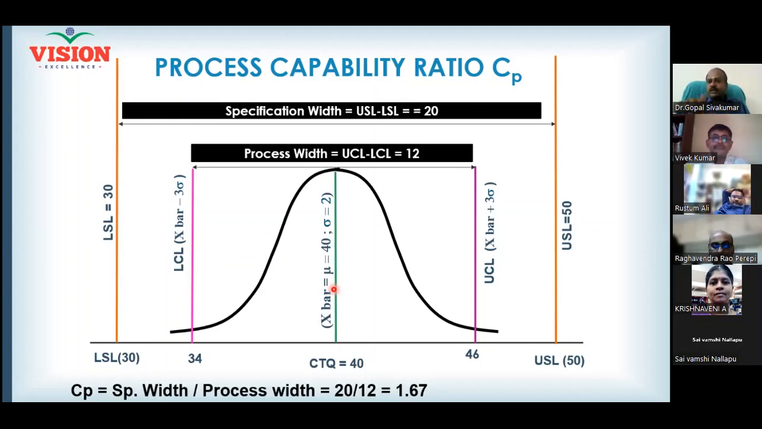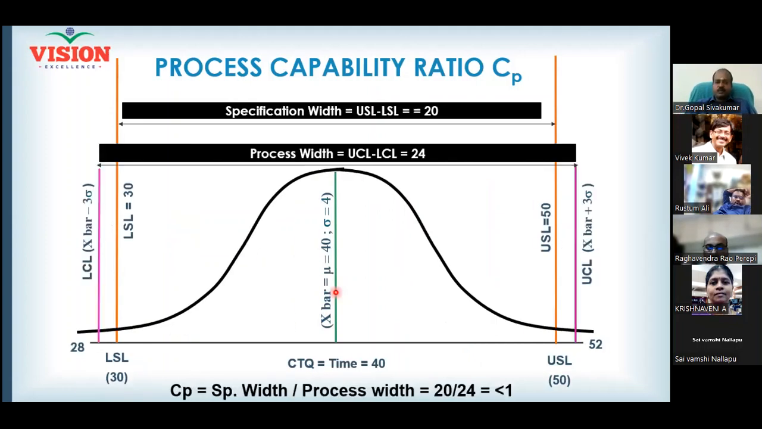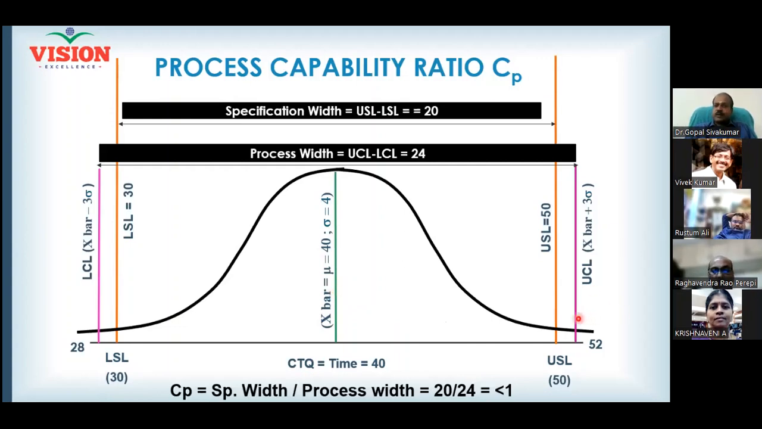Whenever you get CP, CPK the same value, please understand your process is centered on the target, right? CP is 1.67. When I calculate CPK, CPK will also come to be 1.67. It is simply because the process is centered on the target. And now your process has become wider. Can you see the control limit going beyond the specification limit? Yes, sir. Under this situation, when you calculate CP, CP will go below 1. That means your process is not capable.